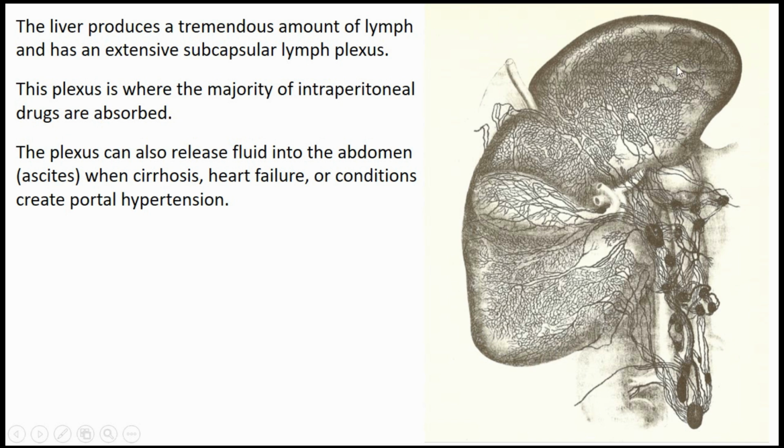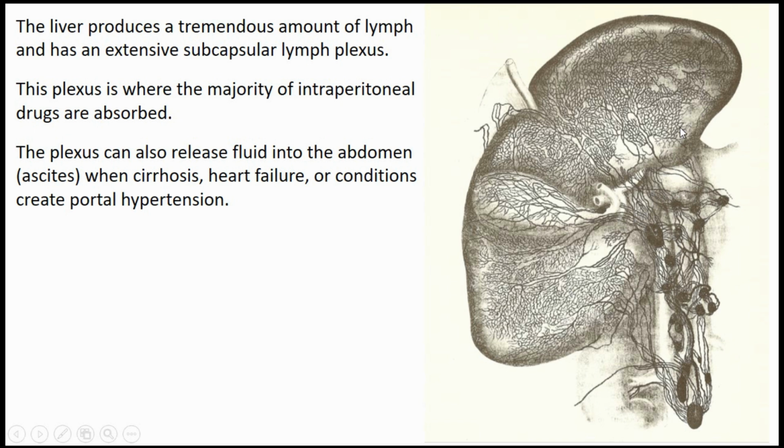One cool thing about this is that if you have someone who's administered drugs intraperitoneally, you just put the drugs into their peritoneal cavity, this tends to be where they're picked up and make their way from there into the lymphatic system and then up to the left subclavian vein to get into systemic circulation.